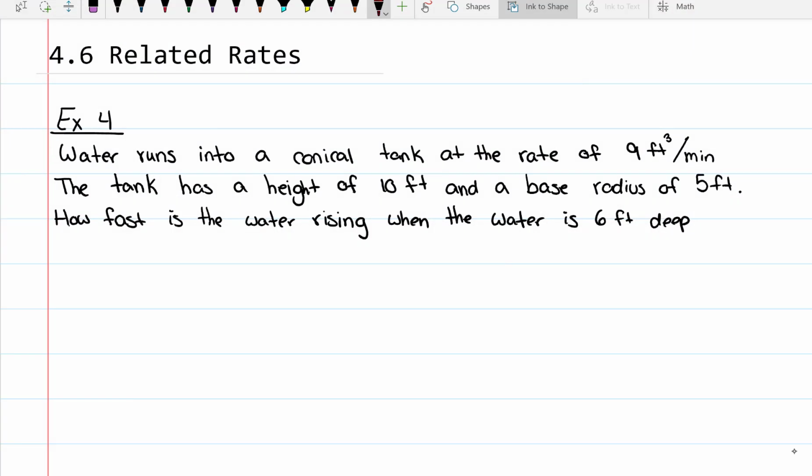Example 4. Water runs into a conical tank at the rate of 9 cubic feet per minute. The tank has a height of 10 feet and a base radius of 5 feet. How fast is the water rising when the water is 6 feet deep?